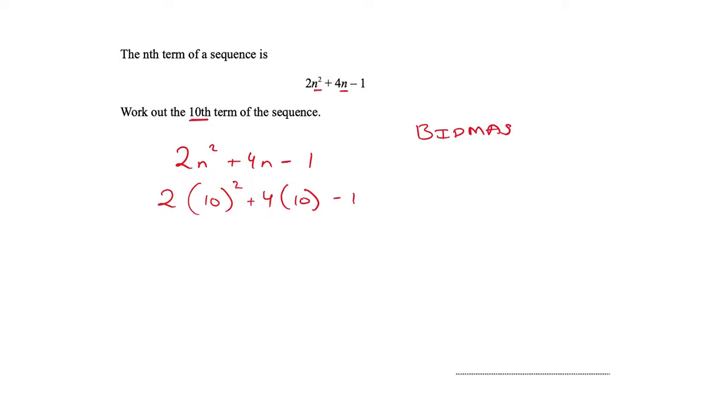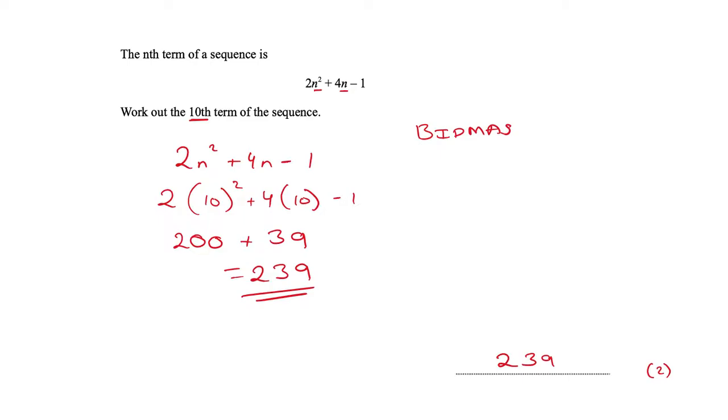So 10 squared is going to give you 100, and then multiplying it by 2 is going to give you 200. And then you're going to add that onto 4 multiplied by 10, which is 40, subtract 1, which is 39. So 200 add 39 is going to get you 239. And that will be your answer for 2 marks.